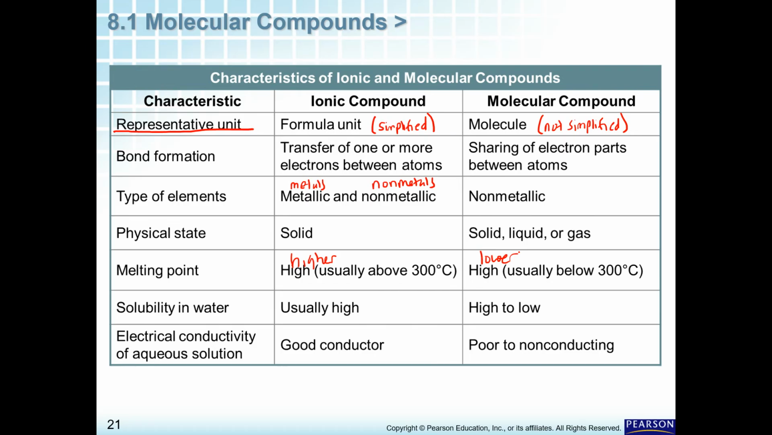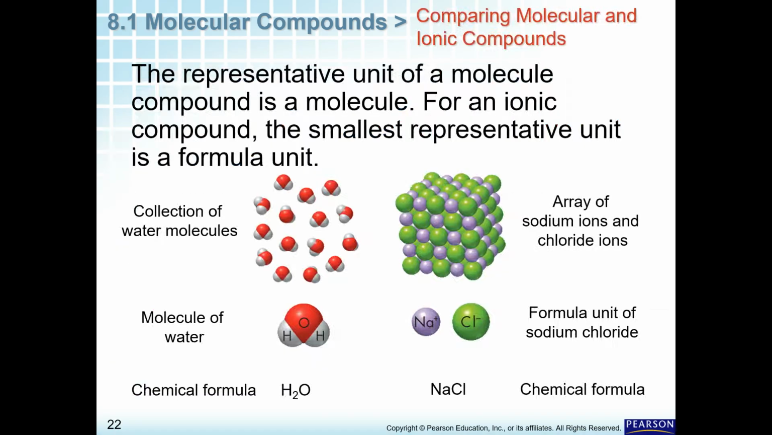In terms of solubility, ionic compounds tend to be really soluble, whereas molecular compounds can be, but they can also not be soluble at the same time. And last but not least, are they conductive? Ionic compounds are good conductors, but molecular compounds are very poor conductors, which means they don't really complete an electric circuit. Here is a good example of the representative unit. Again, representative units are going to come into play later on. For an ionic compound, we said that the representative unit is a formula unit, whereas a molecular compound is going to be a molecule.